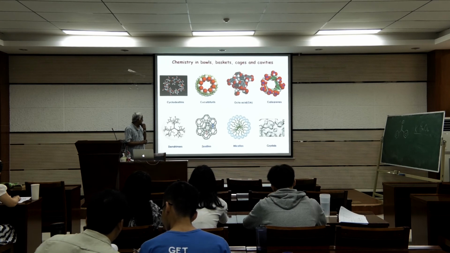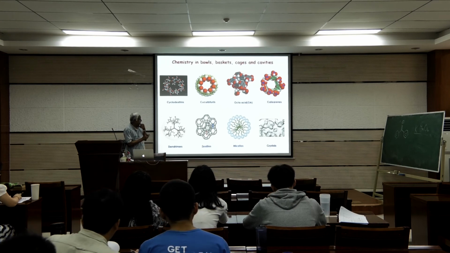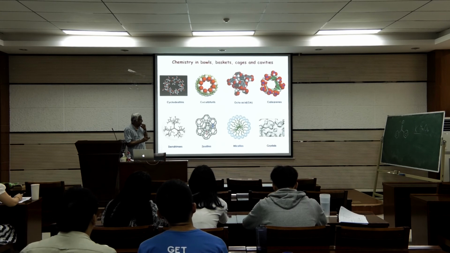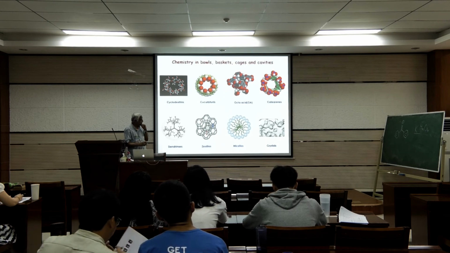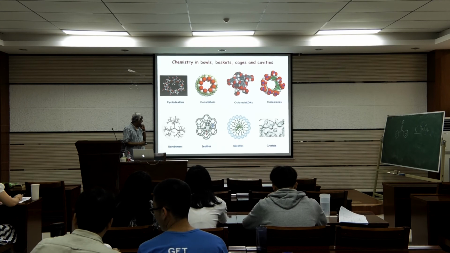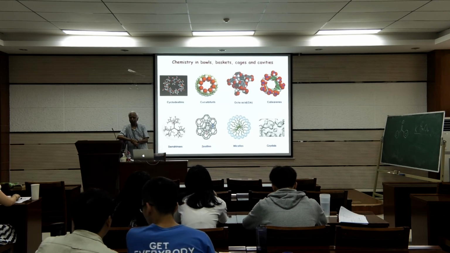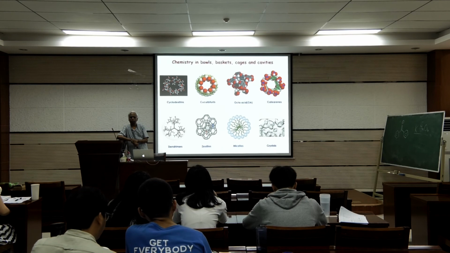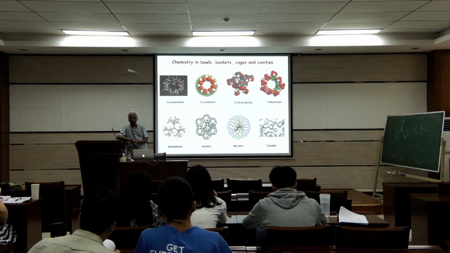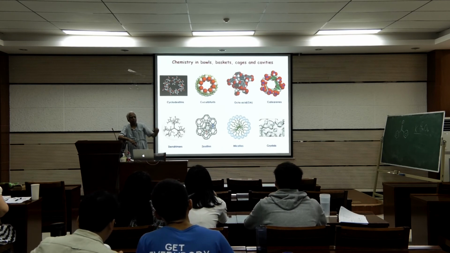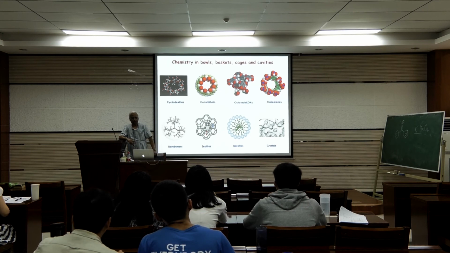There is a whole bunch of structures like this. You see here: cyclodextrins, cucurbiturils, octa acid, calixarenes, micelles, zeolites, dendrimers. Can you tell me whether you have read about any of these kinds of structures? Tell me which one.